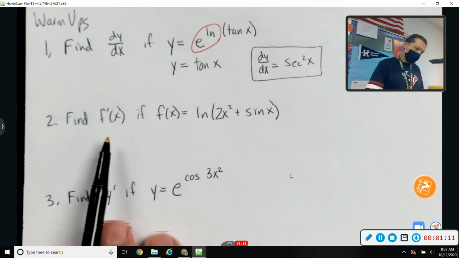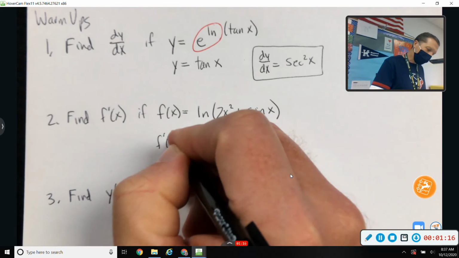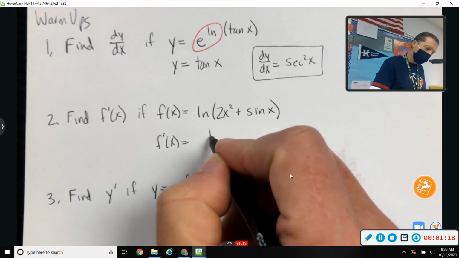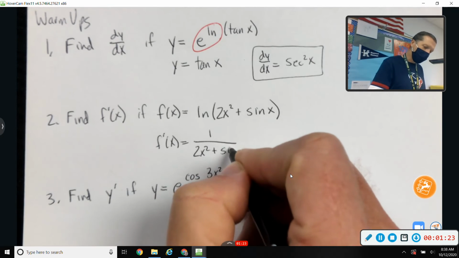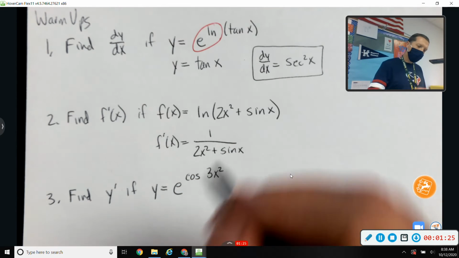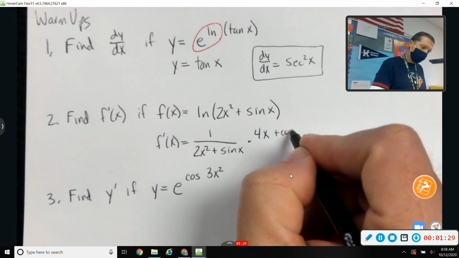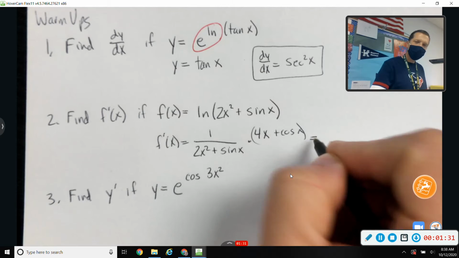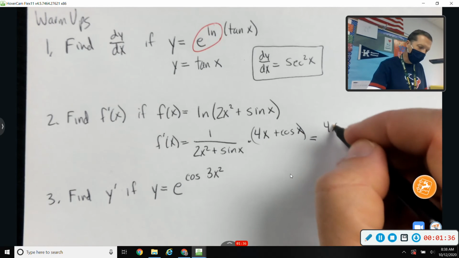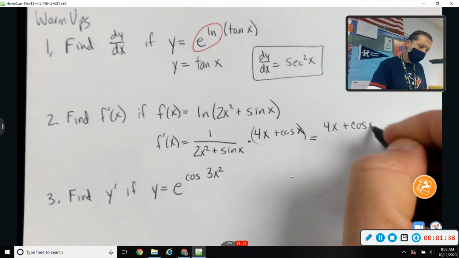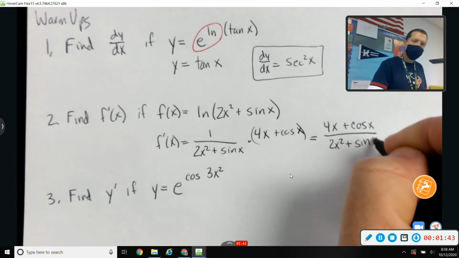Number 2, find f prime if f is natural log of all of that. Well, the derivative of natural log is 1 over the thing, the argument, if you want to sound fancy, times the derivative of the argument. So 4x plus cosine x. And then maybe that's fine to leave it like that. Most books would probably write it as 4x plus cosine x over 2x squared plus sine of x.